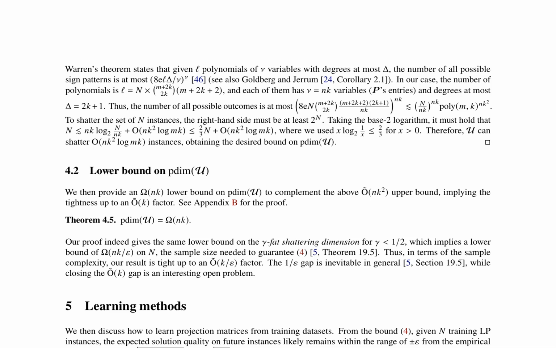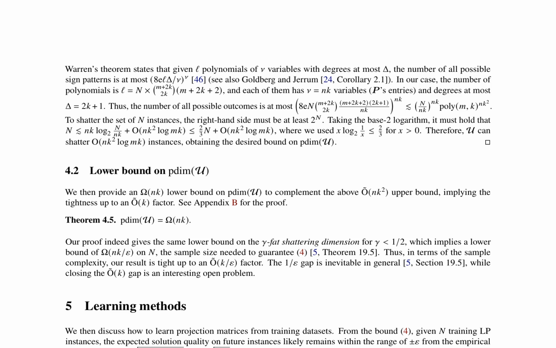The authors leverage Warren's theorem to bound the number of possible outcomes in their setting, where there are L polynomials of new variables with degrees at most delta. By specifying the values of L, nu, and delta in their case, they derive an upper bound of O((nnk poly(m, k))^(nk^2)) on the number of possible outcomes. This implies that to shatter the set of n instances, the right-hand side must be at least 2^n, leading to a bound of O(nk^2 log mk) on the number of instances that can be shattered.